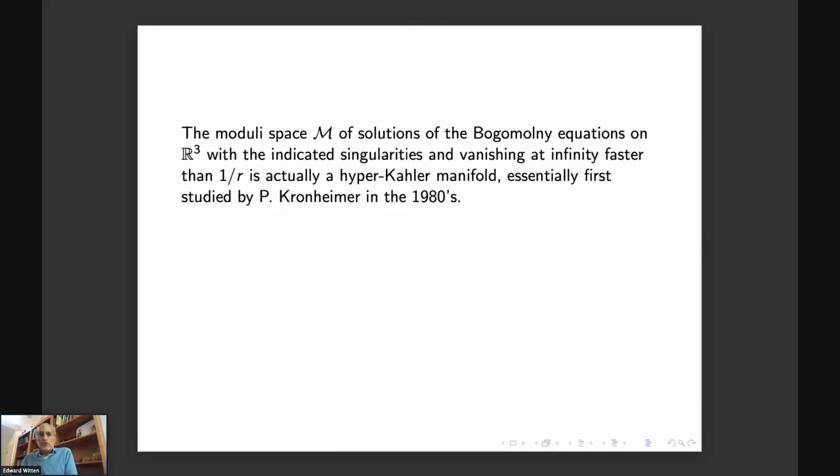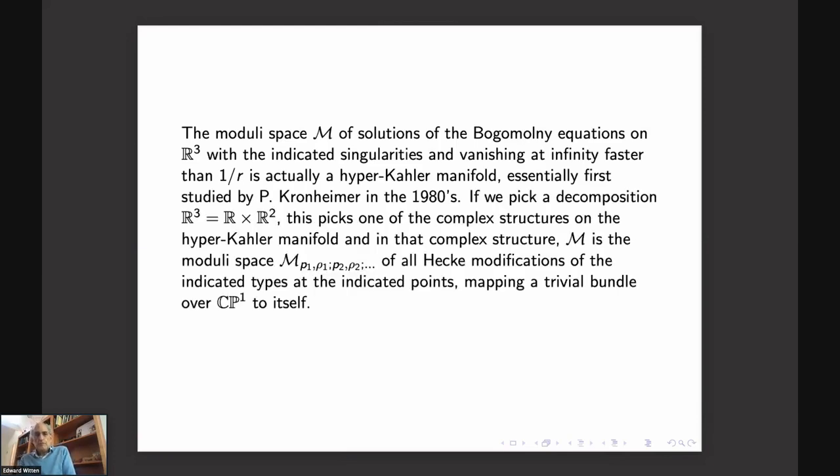So this space is actually a Hyperkähler manifold, essentially first studied by Peter Kronheimer in the 1980s. And we can view it as a Hyperkähler manifold, but for today, we're going to only view it as a complex symplectic manifold. So if we pick a decomposition of R3 as R times R2, that picks one of the complex structures on the Hyperkähler manifold. And in that complex structure, M is the moduli space of all Hecke modifications of indicated types at the indicated points, mapping a trivial bundle over CP1 to itself.